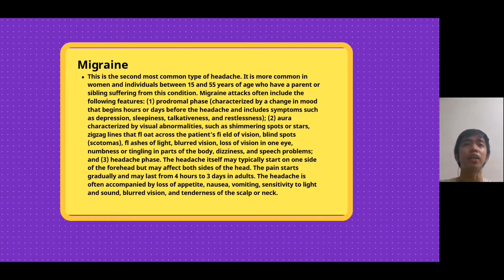Migraine attacks often include the following features. First is the prodromal phase. It is characterized by a change in mood that begins hours or days before the headaches and includes symptoms such as depression, sleepiness, talkativeness, and restlessness.